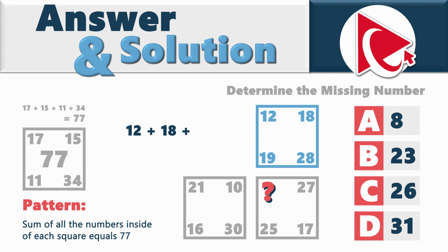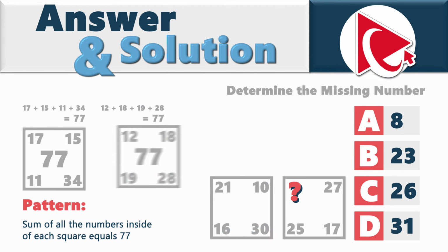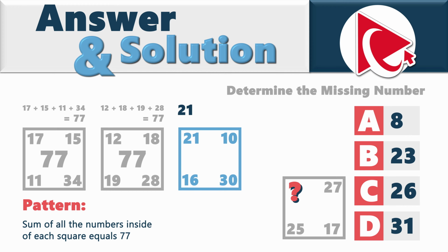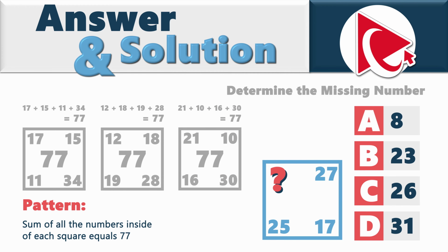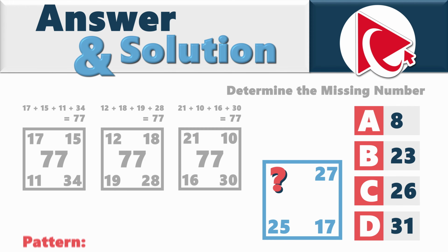12 plus 18 plus 19 plus 28 also equals 77. Believe it or not, in the third square, 21 plus 10 plus 16 plus 30 also equals 77. Now we can calculate the missing number. We need to do the calculations a little differently here.